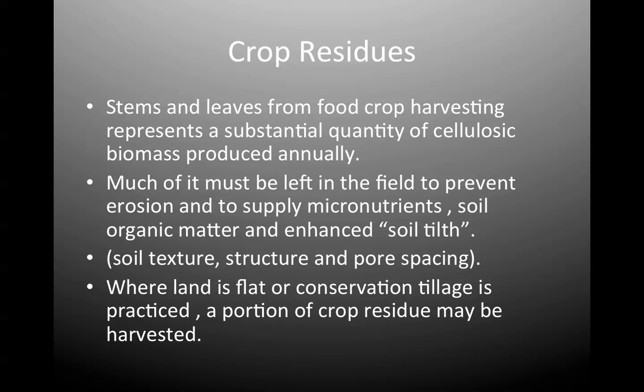Crop residues. Stems and leaves from food crop harvesting represent a substantial quantity of cellulosic biomass produced annually. Much of it must be left in the field to prevent erosion and to supply micronutrients, soil organic matter, and enhanced soil tilth: soil texture, structure, and pore spacing. Where land is flat or conservation tillage is practiced, a portion of crop residue may be harvested.